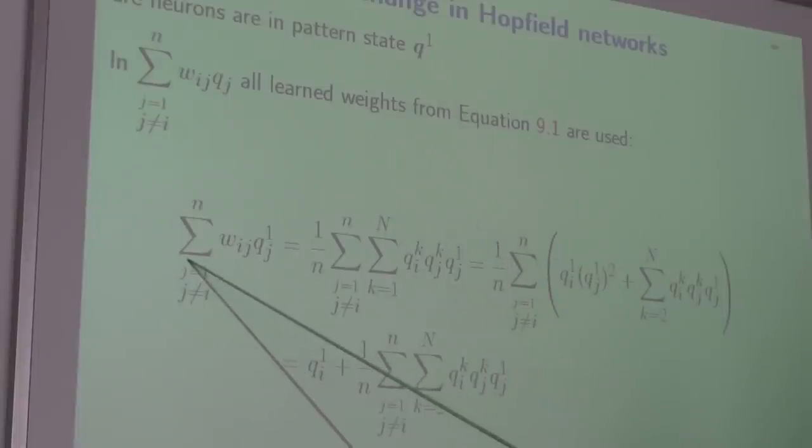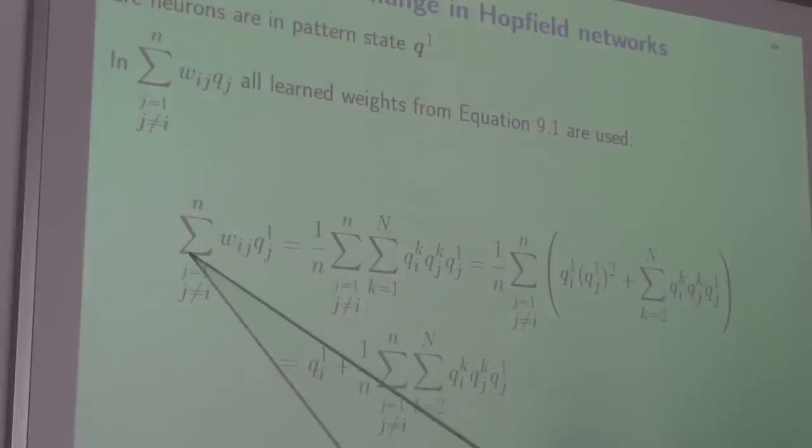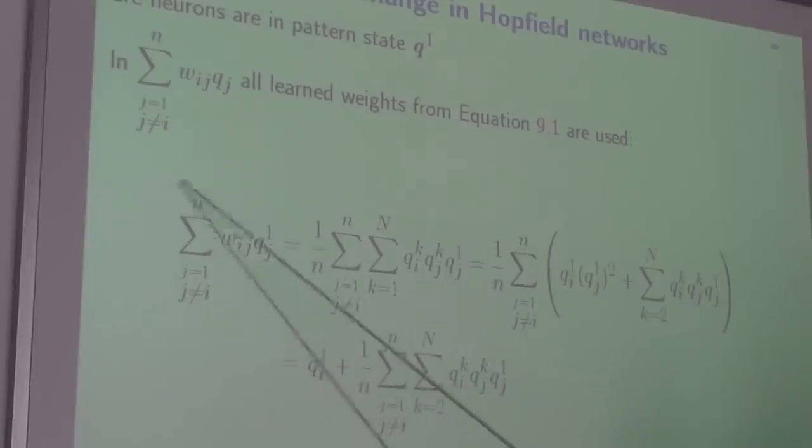Okay. And so what happens in one step in neuron number I, it computes the weighted sum of all the inputs over the whole network. This is the weighted sum of all inputs to neuron number I. Okay, so that's really simple. That's being computed.